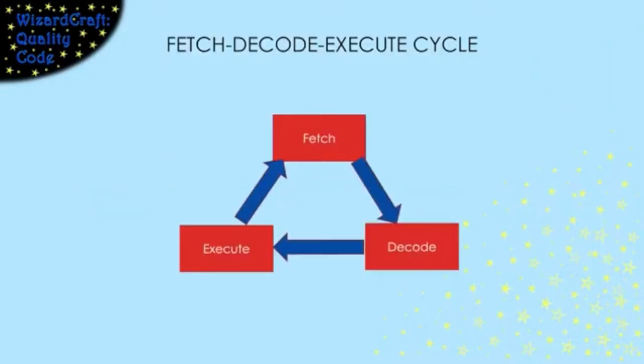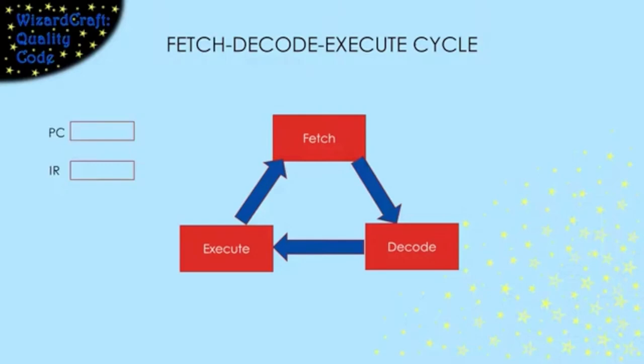A CPU essentially cycles through the fetch, decode, execute cycle. It fetches an instruction from memory, it decodes that instruction to figure out what needs to be done, and executes that instruction, and then it starts again, fetching the next instruction.